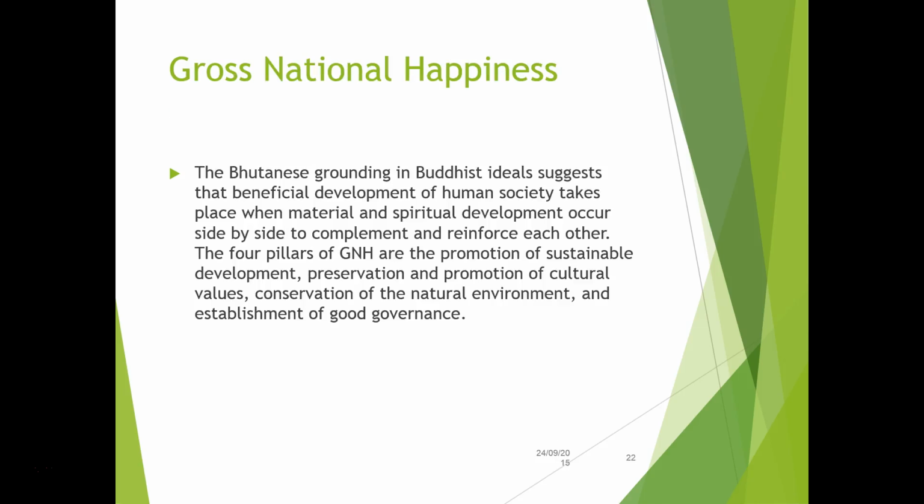Japan, you may have heard, has gross national happiness. Their grounding in Buddhist ideals suggests that beneficial development of human society takes place when material and spiritual development occur side by side to complement and reinforce one another. They've got 4 pillars, and we can think back to our three-sided triangle, talking about social and environmental accounting. So the promotion of sustainable development, preservation and promotion of cultural values, conservation of the natural environment, and the establishment of good governance.